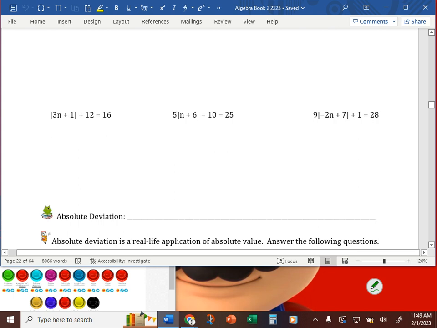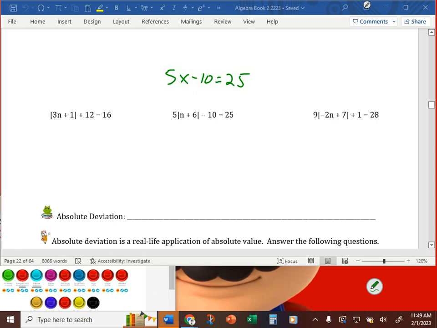5 times the opposite of n plus 6 minus 10 equals 25. Whoa, don't start moving because you can't hear me. I'll get you started here. This has got a lot of stuff outside the bars. If this were to read just like 5x minus 10 equals 25, what would you do first? Add 10, divide by 5. Same thing here. Okay, add 10, divide by 5. So you don't need to divide that by anything first. No, you would add 10 first. All right, that's on that.